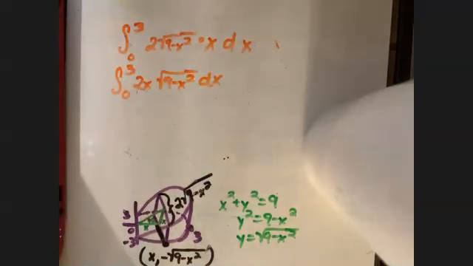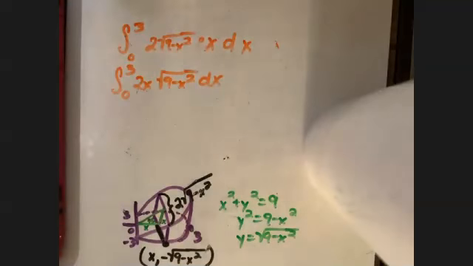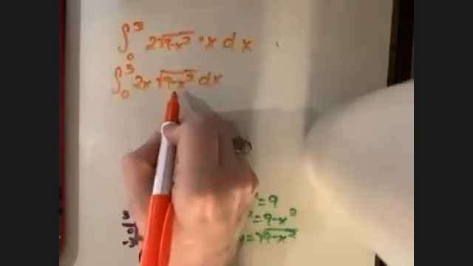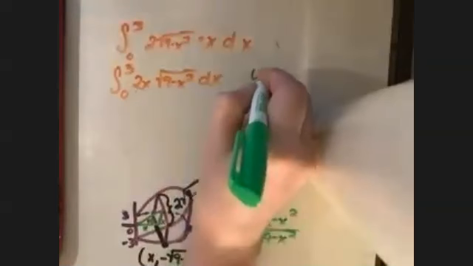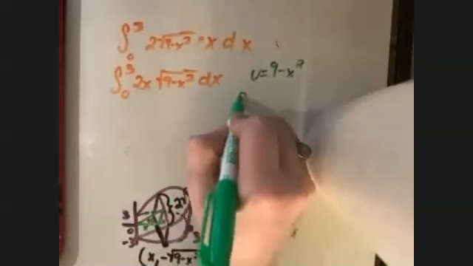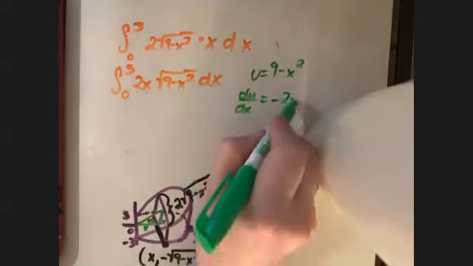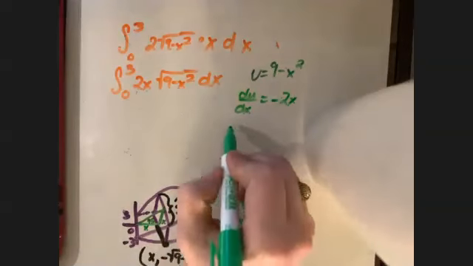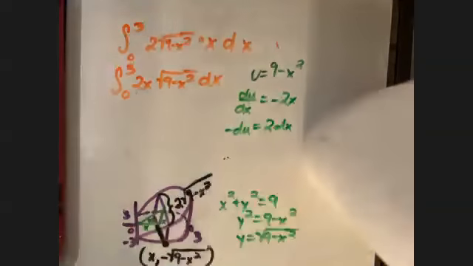Okay, so guys, we're seeing some substitution in here. Hopefully you kind of see it. We've got 9 minus x squared. Derivative of that is going to be, now granted, it's a negative. So here we go. I'm going to let u be 9 minus x squared. du/dx is going to be negative 2x. So negative du equals 2x dx.